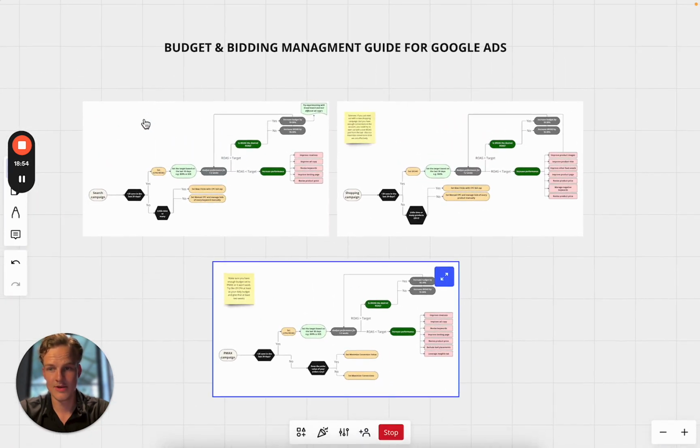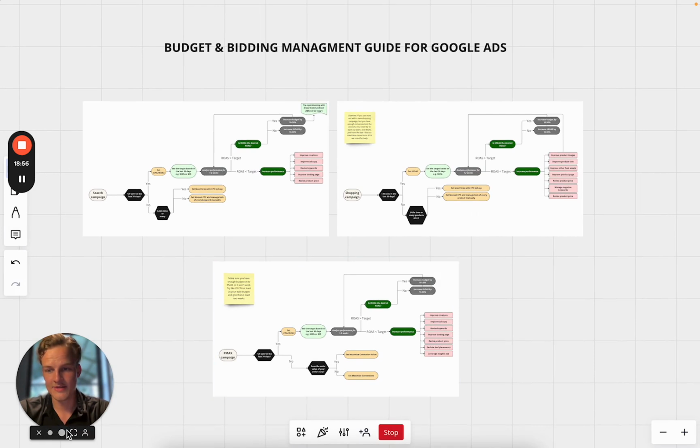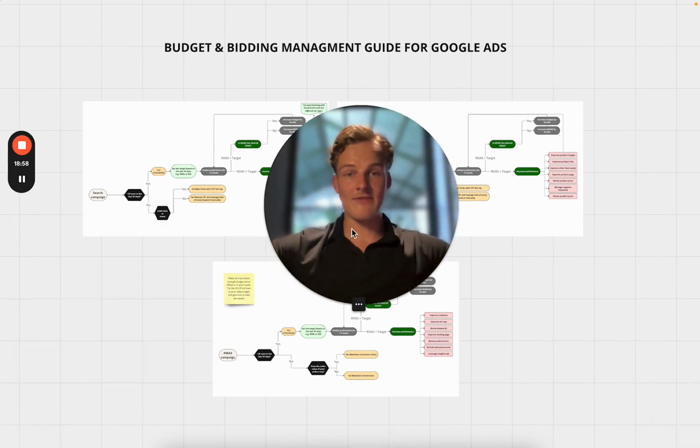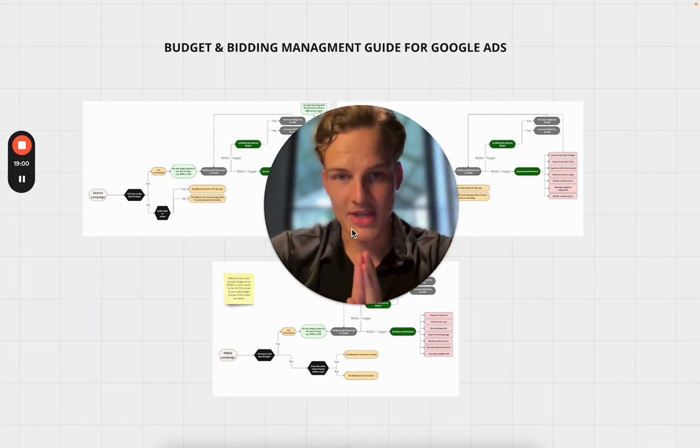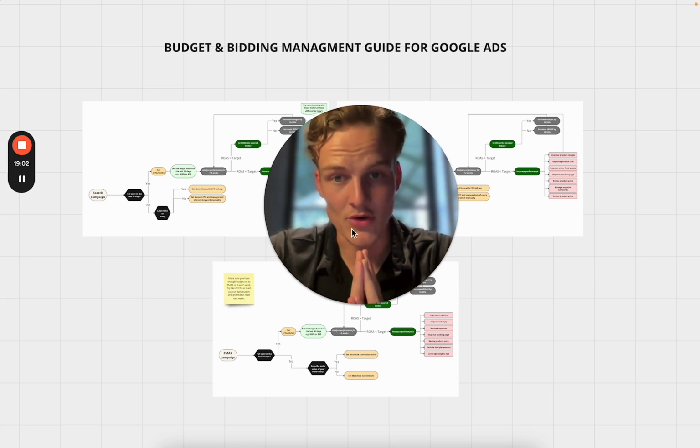Wow. 18 minutes. That's crazy. That's everything there is to know in terms of budget and bidding management for Google Ads.